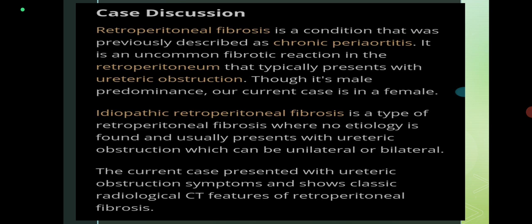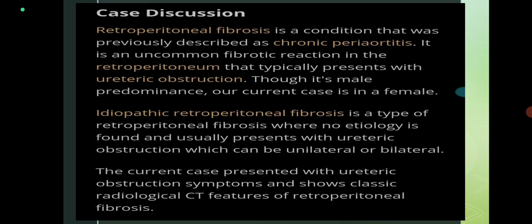Retroperitoneal fibrosis is a condition previously called chronic periaortitis. It is an uncommon fibrotic reaction in the retroperitoneum. Usually, a patient presents with ureteric obstruction. It can occur also in females, although it is predominant in males.